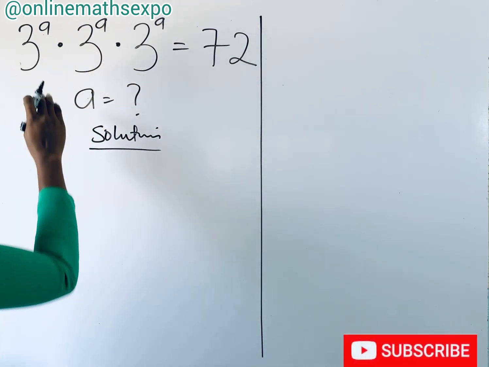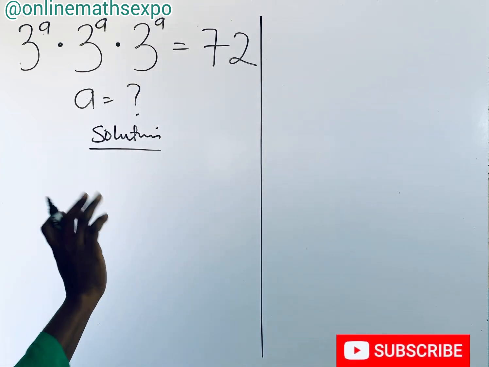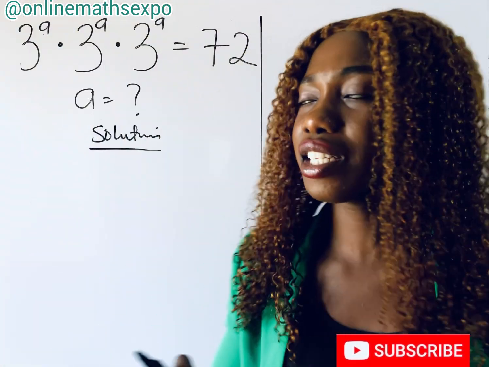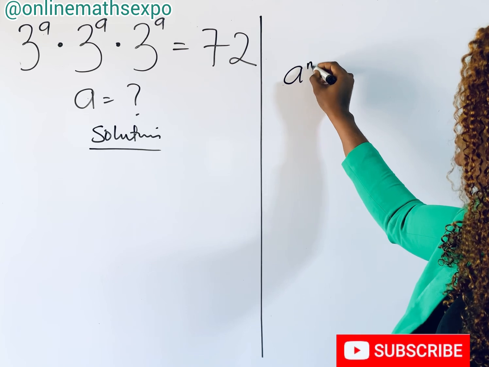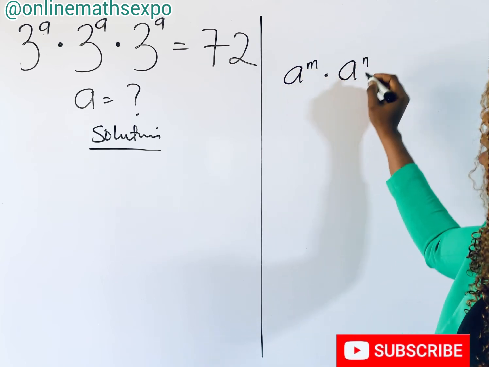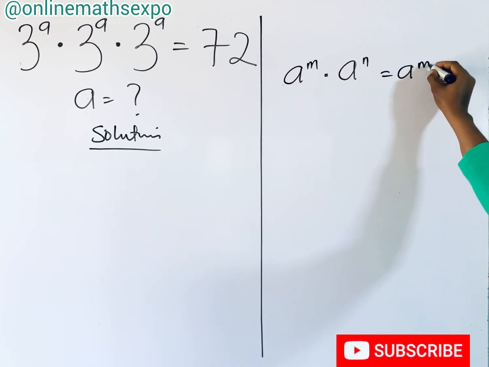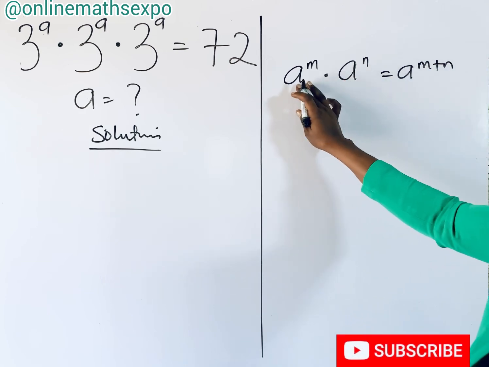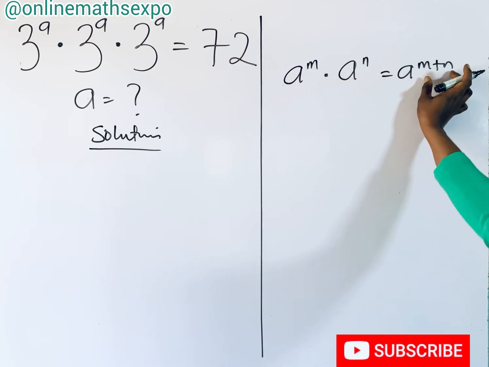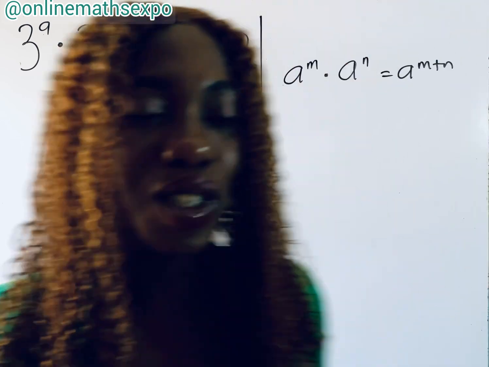You carefully observe that these are multiplying. So just remember this rule of your exponent, which says that for every a to the power of m multiplied by a to the power of n, it is equal to a to the power of m plus n. Whenever the bases are the same and are multiplying, quickly add the powers. So this is going to guide us.